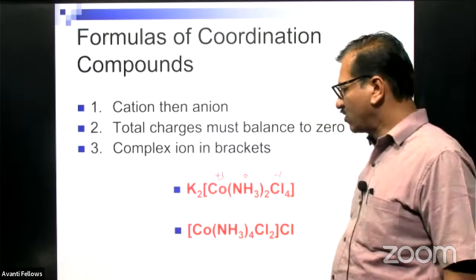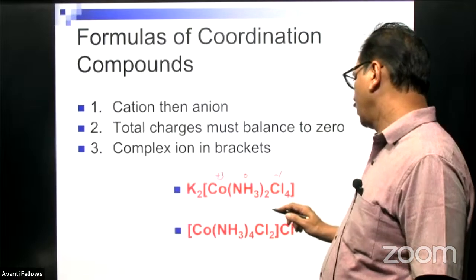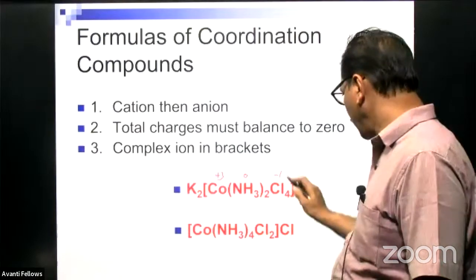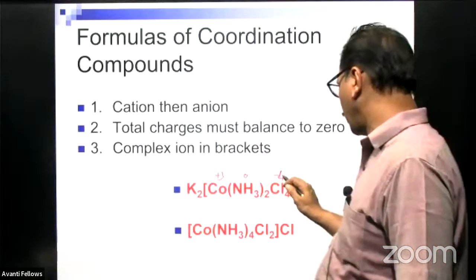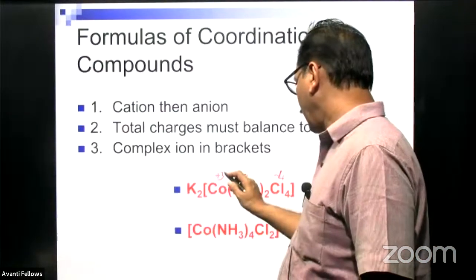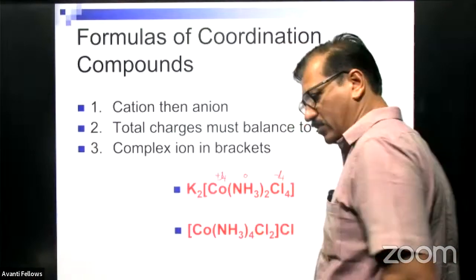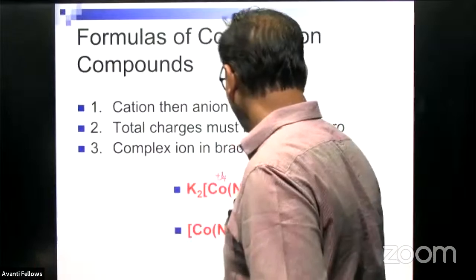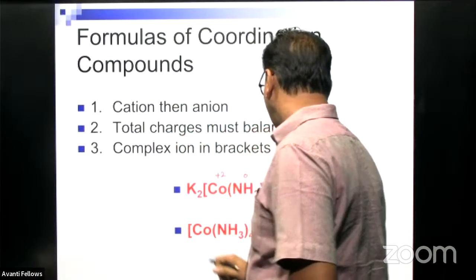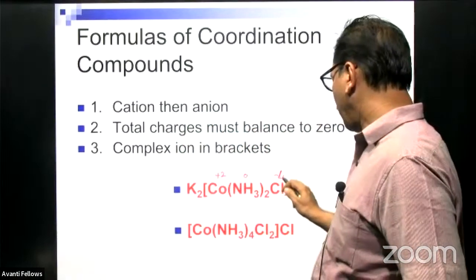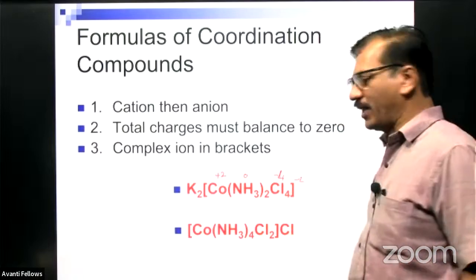+3 oxidation state, +3 -1 is +2. Sorry, -1 into 4 is -4. It should be -1 into 4, totally -4, +3. Cobalt should be in +2 oxidation state, so that the total charge is -2. So -4 +2 is -2. The charge on the complex is -2.